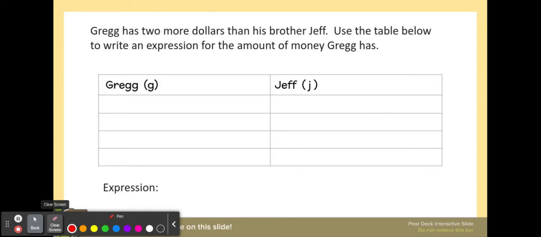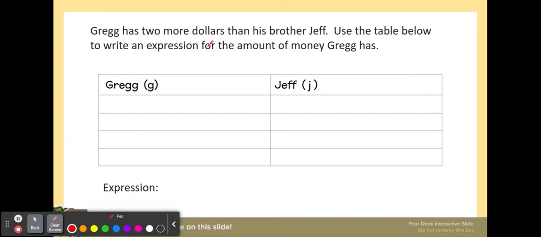In lesson 5, we're going to talk a little bit about writing and solving expressions. It's going to combine two of the lessons that we've done in the past: filling out a table and then finding the relationship between the two columns, being able to write an expression and solve it. The first example says Greg has two more dollars than his brother Jeff.